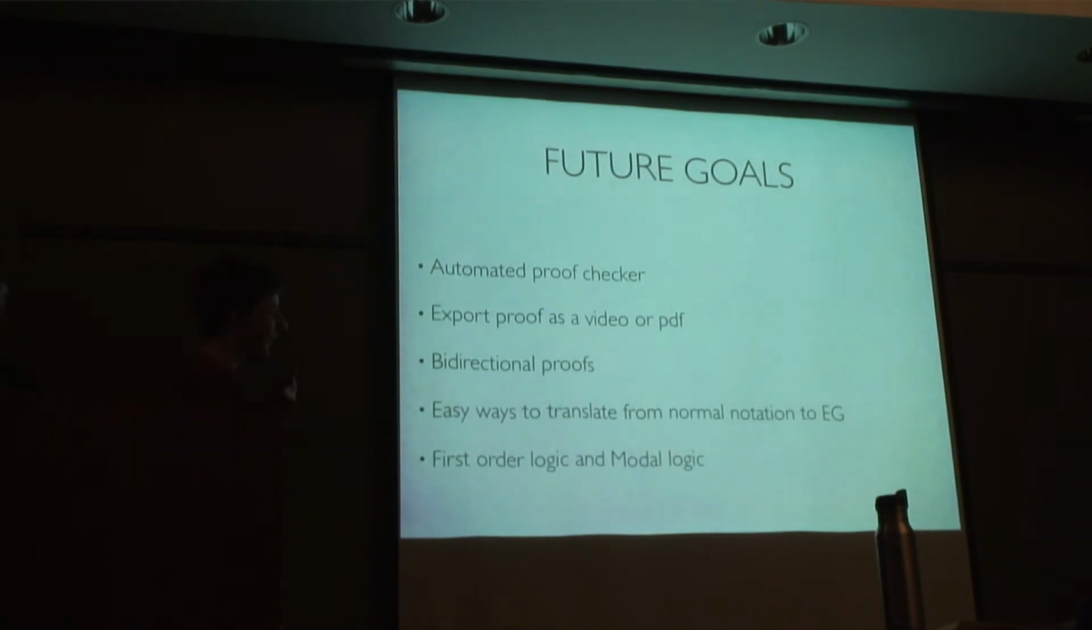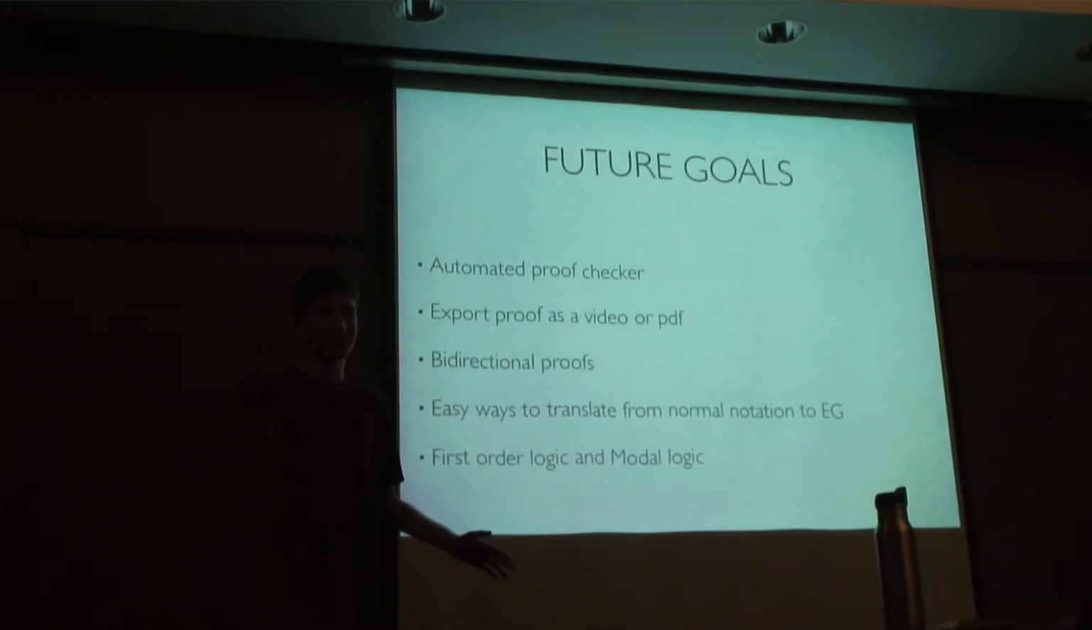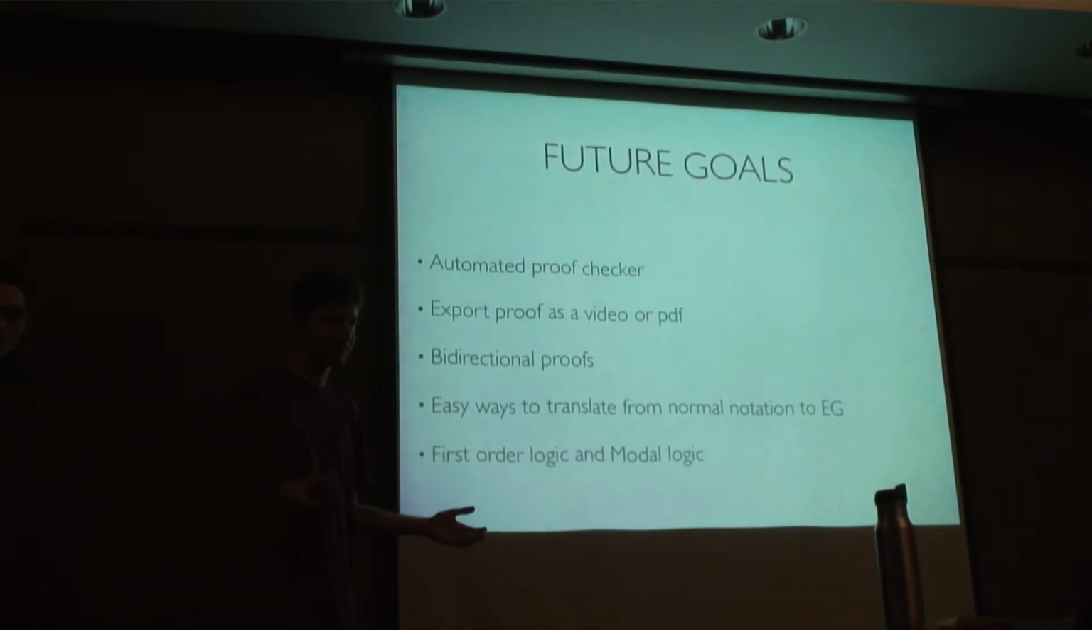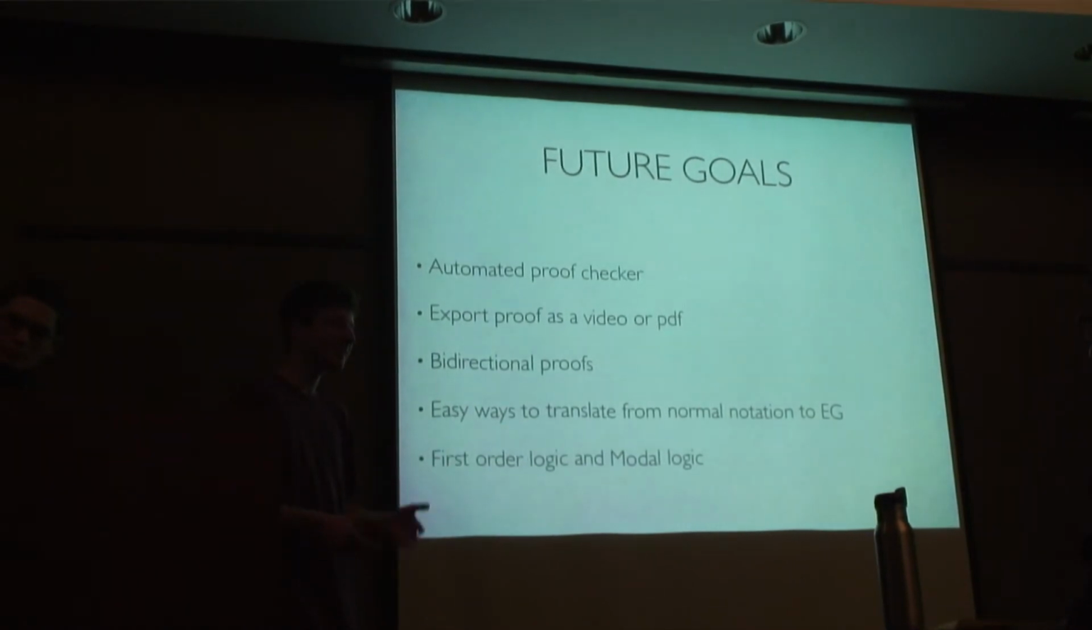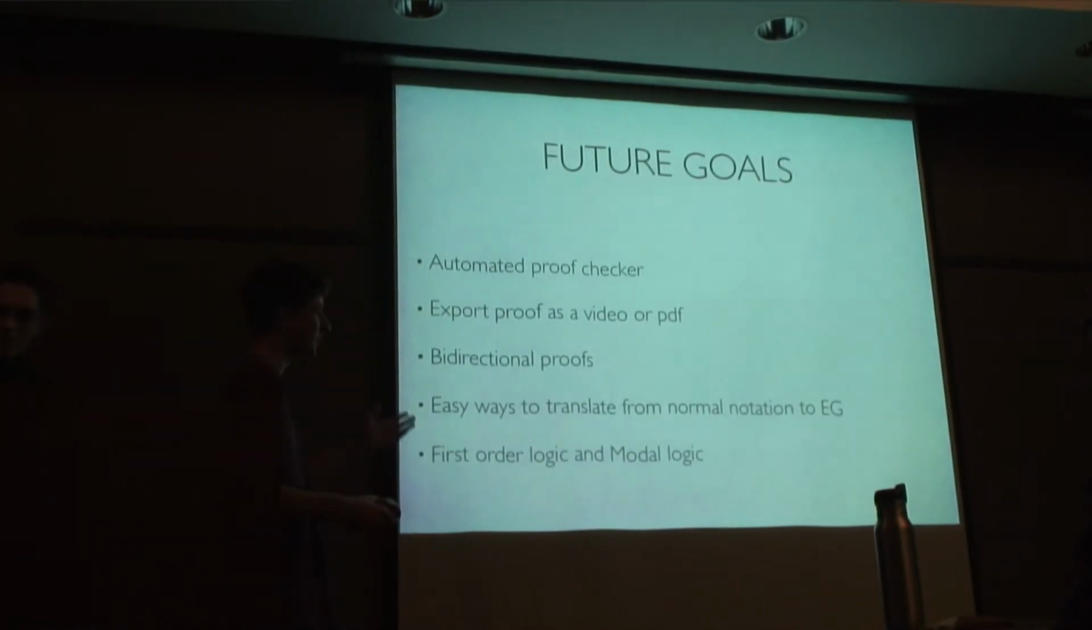Okay. Automated proof checking, so you know if you're on the right track. If you get to a point where you can no longer prove what you're trying to prove from the premises you have or the state of the proof you're at, you know you did something wrong. So that would be helpful.